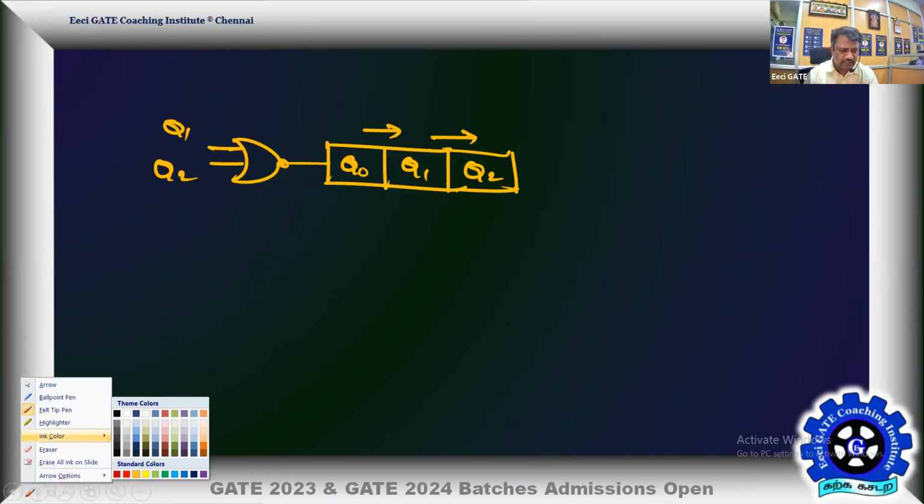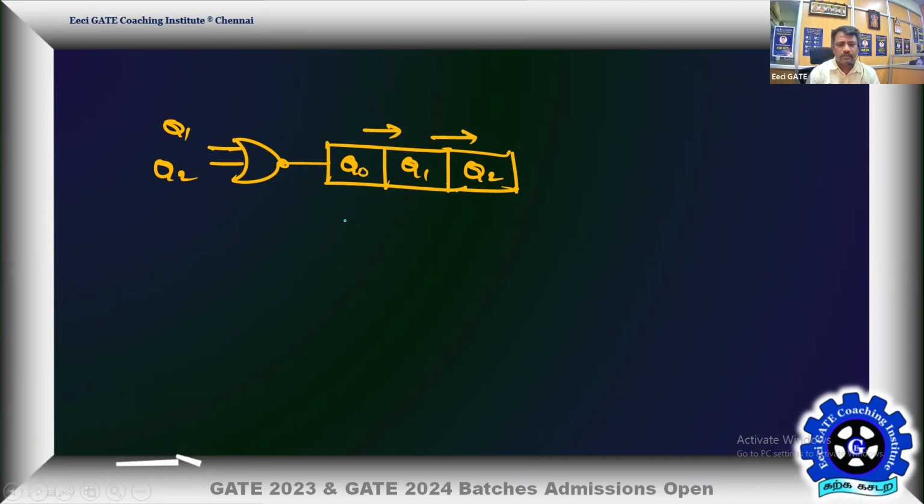So let me begin like this. Assume the initial states are 0, 0, 0. Initial states, all zeros, I'm assuming. So what modulo counter is it, and how many finite states do we have? We take 0, 0, 0. Then Q1 and Q2 are 0, so the NOR output is 1.